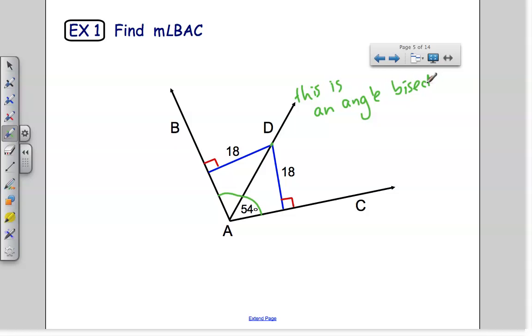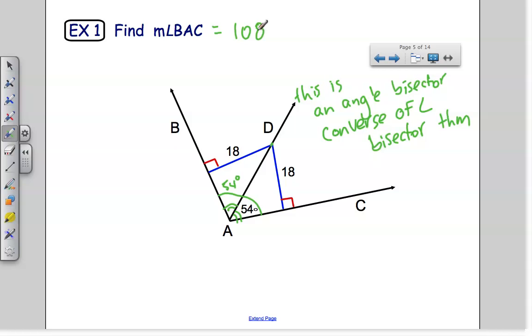And I know this is an angle bisector by the converse of the angle bisector theorem, which says that if you have a point that is equidistant to the two sides of an angle, it has to be on the angle bisector. Therefore, I know that these two angles in here are congruent. So now I can find angle BAC because I know that this guy is 54 degrees as well. Angle BAC is the whole thing, 54 times 2, or 108 degrees.